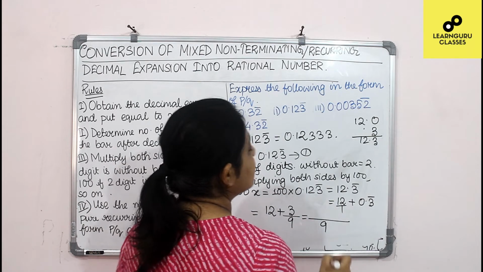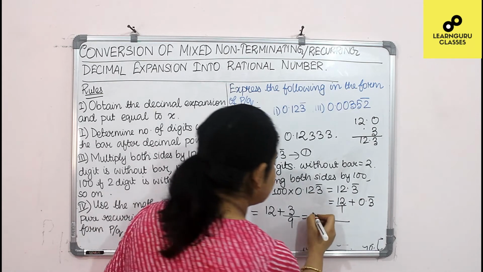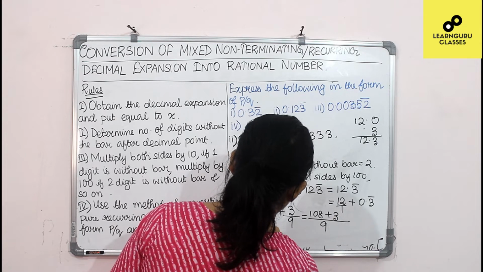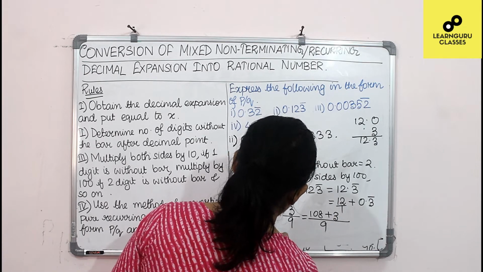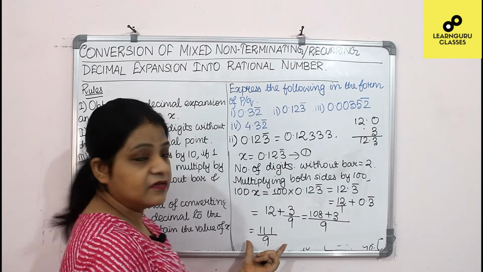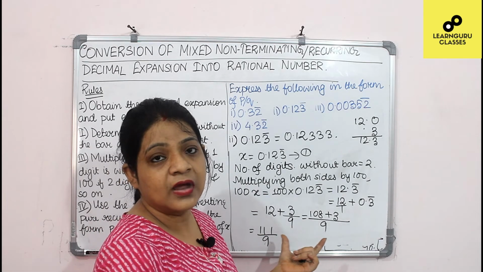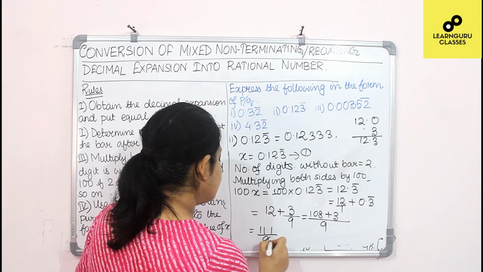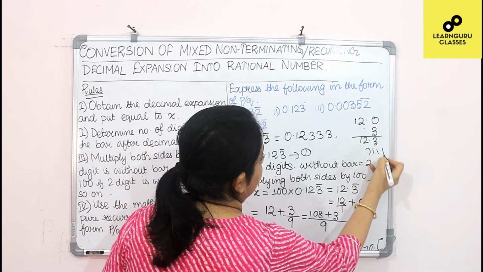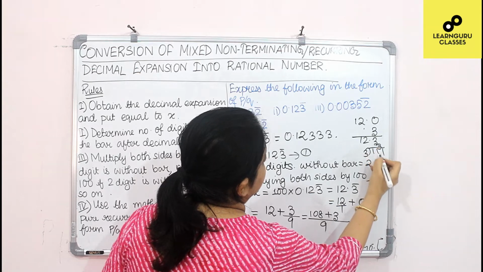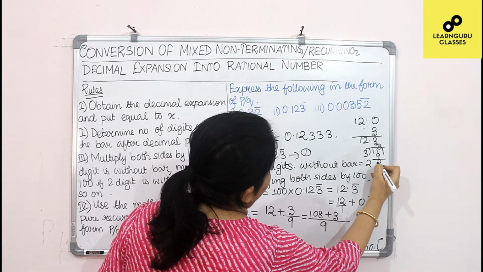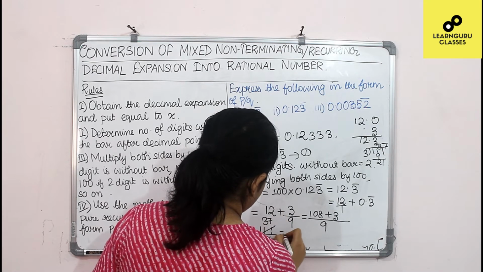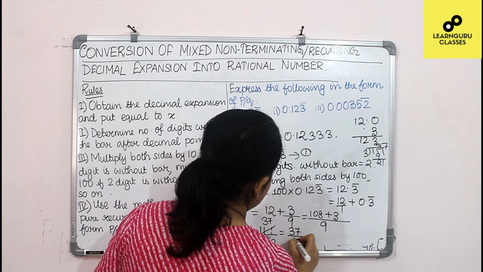So 12 nines are how much? 12 nines are 108, plus 3. So you are getting 111 by 9. This is divisible by 3, right? You can divide it by 3. 3 3s are 9, 3 1s are 3, 1 1 1, 3 3s are 9. So you are getting 21, 3 7s are 21. So you are getting 37 by 3.